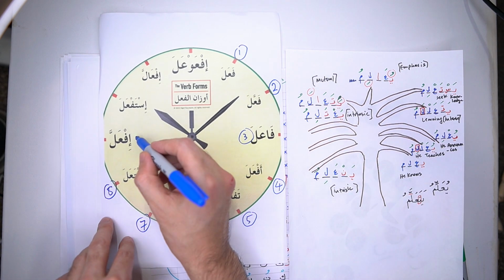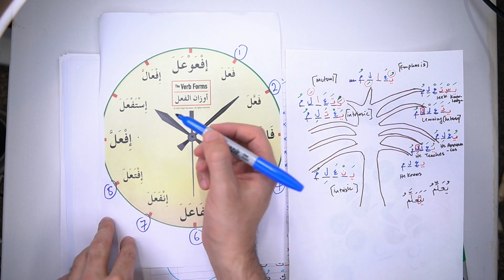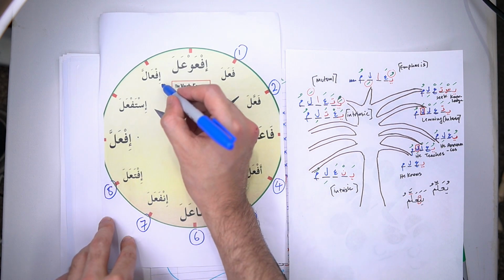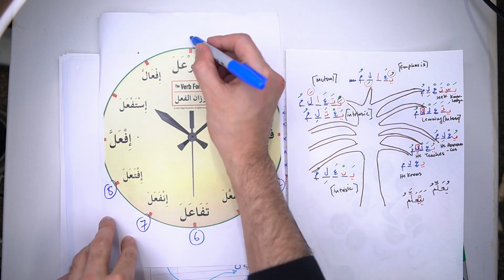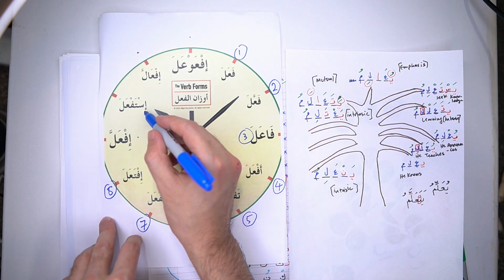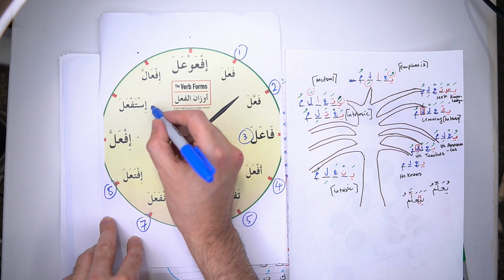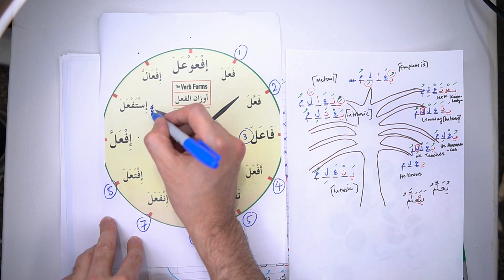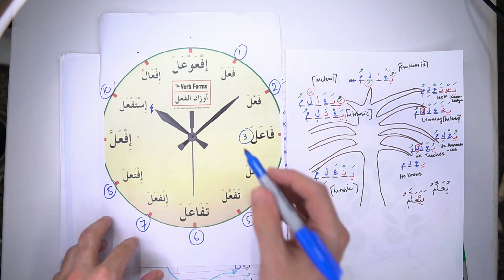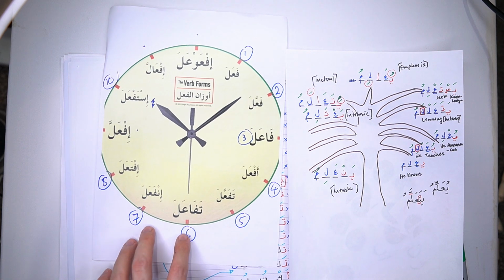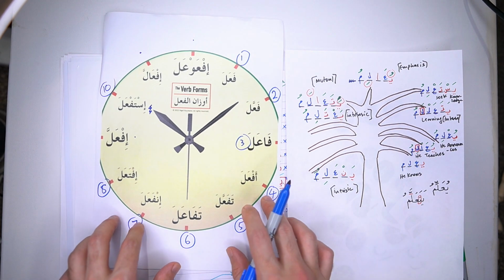Now we haven't done this one, so let's put a dot there. We haven't done this one, and we haven't done this one. So the only one that we do is number 10, which is this one. Yasta'limu istaf'ala. Right, so put that there. And there you have it. That's basically your chart that you have.